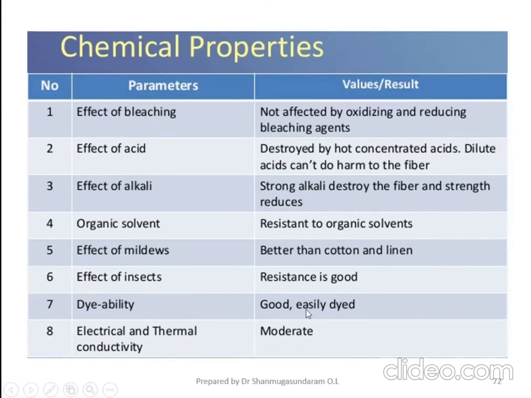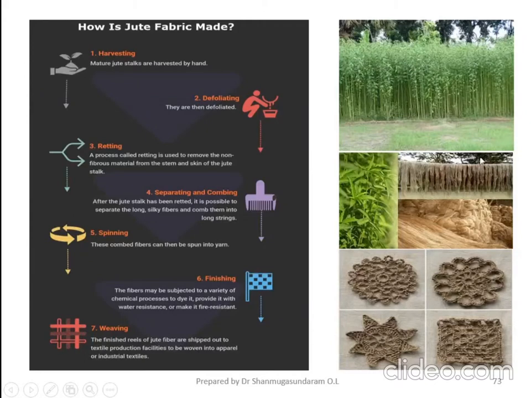What about the dyeability? It has good dyeability because of the large amount of polar groups and the large amount of amorphous region present in the fiber. Similarly, it has good moisture regain. So that is the reason why jute fiber has good dyeability. When you come to the electrical and thermal conductivity, this fiber has moderate property. So again, this is the schematic representation: harvesting, then defoliation, then retting, separation and combing, spinning, finishing, and then weaving. These are some of the end uses I have displayed here. Okay.